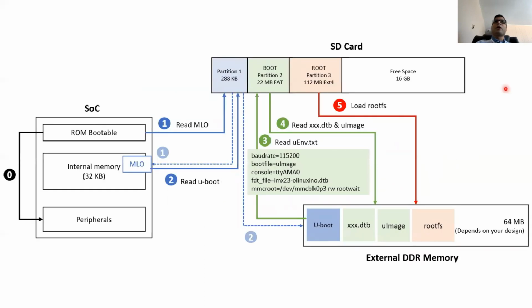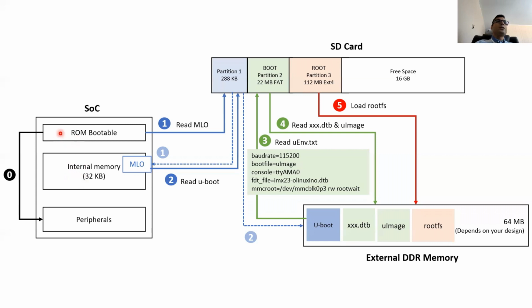In this step, we are going to see how the boot up process looks like. So we have three main components here. First is the SoC. The second one is the SD card and its partitions. And then we have an external memory. The SoC IC has internal ROM and internal memory or SRAM, but both of them have a small size.